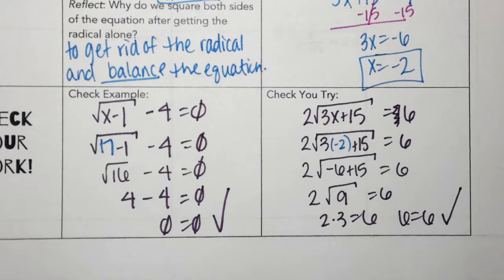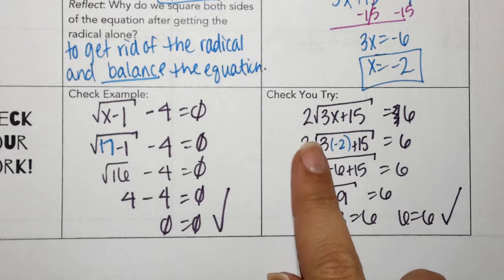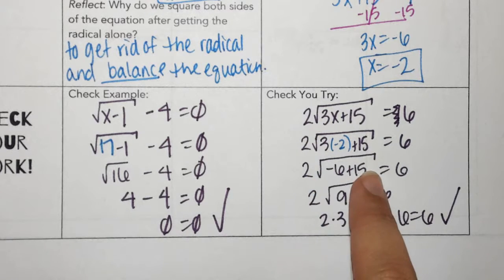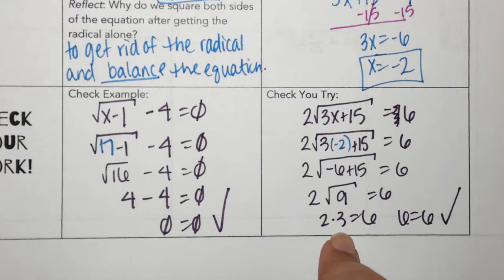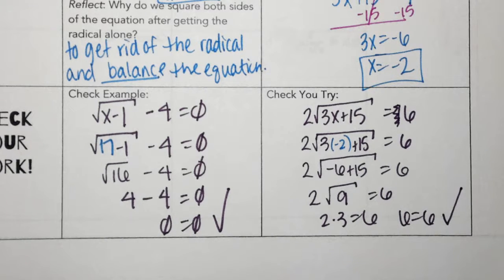Did y'all get 6 equal to 6? You do 2 times negative 3 and you get negative 6. Negative 6 plus 15 equals 9. The square root of 9 is 3. 2 times 3 is 6. You said 3 times negative 2? Yep. Because x is equal to negative 2, right? I was looking at that. Oh, okay.